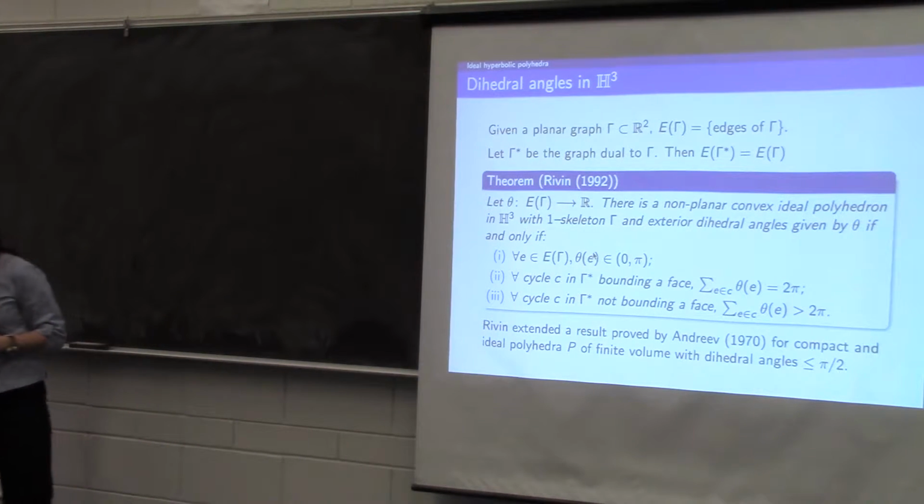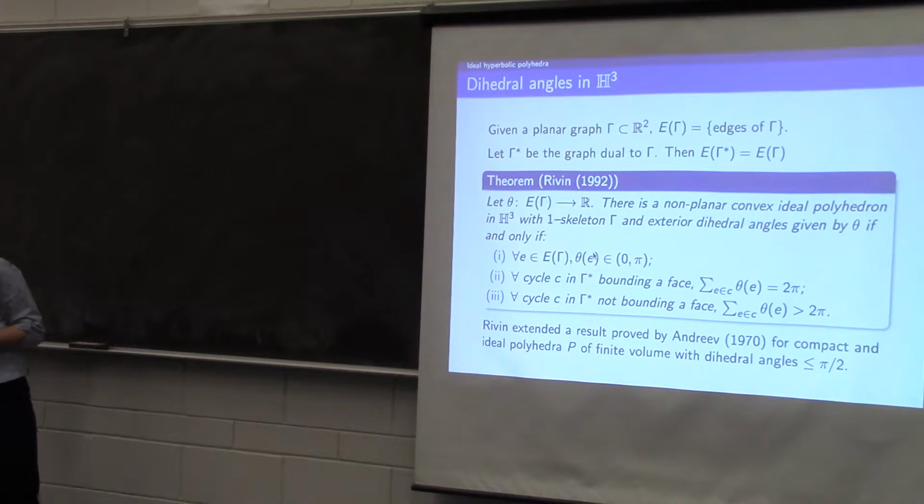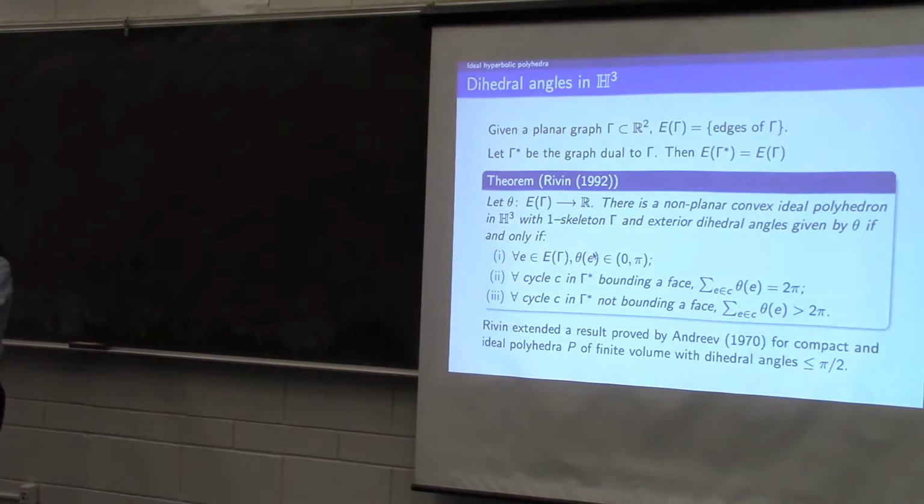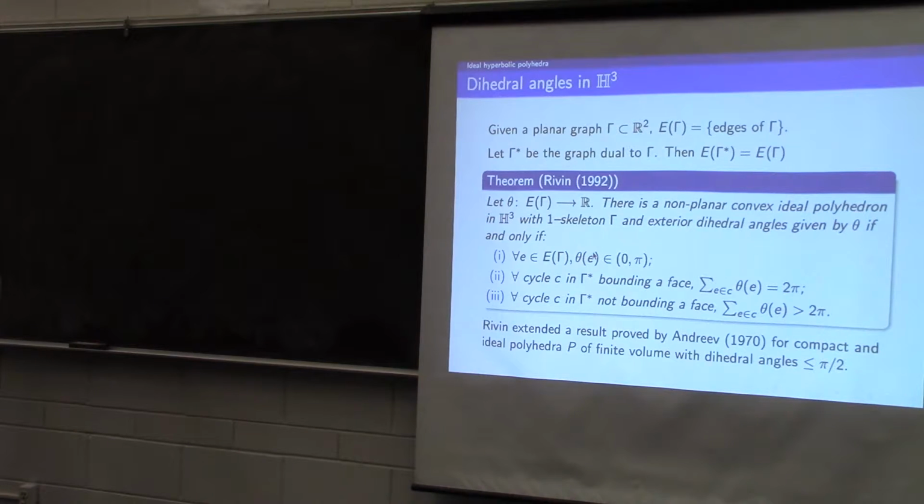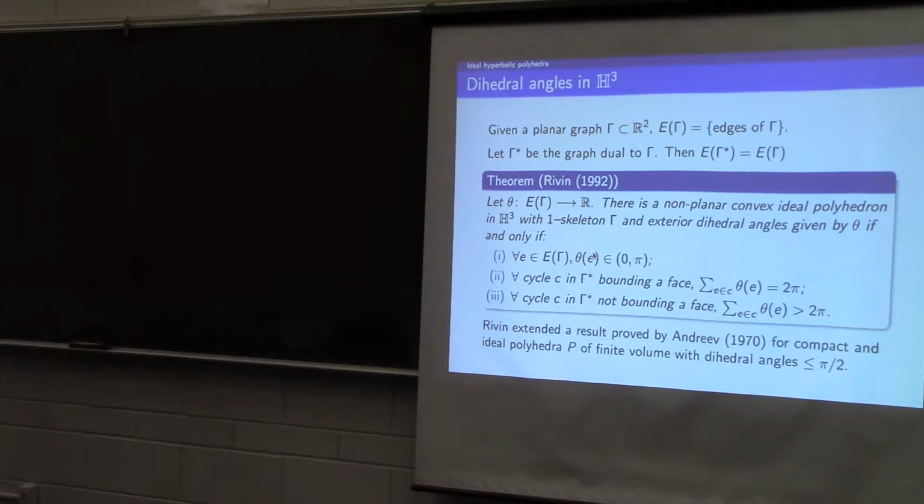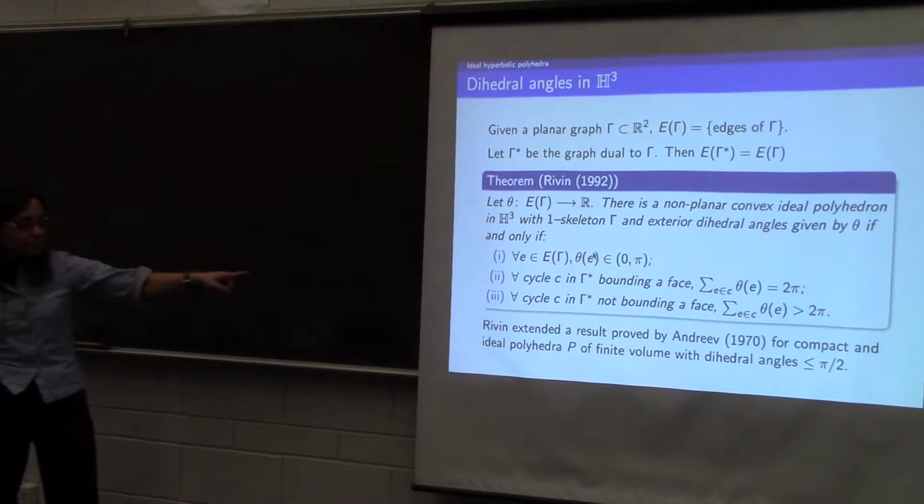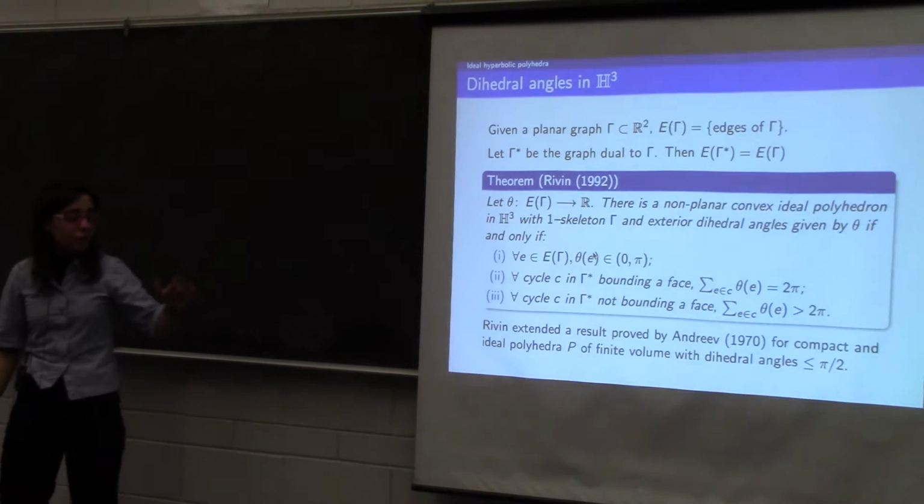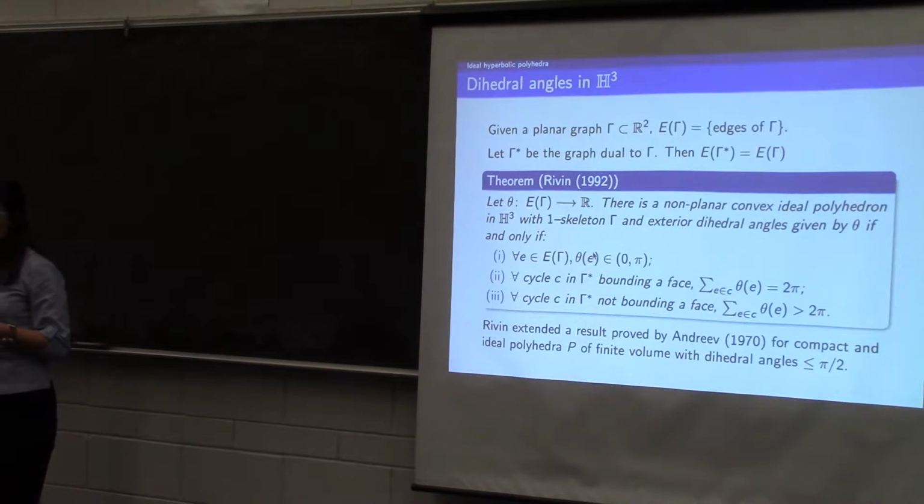Oh, yeah. I thought you said Rivin's theorem was about embedding in a sphere. Yeah. So somehow the point is that when your graph is inscribable in the sphere, then this corresponds to an ideal hyperbolic polyhedron, because you put the hyperbolic geometry. And Andreev also proved it for compact polyhedra.